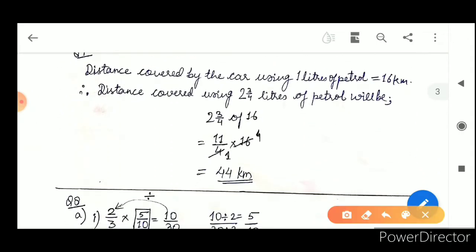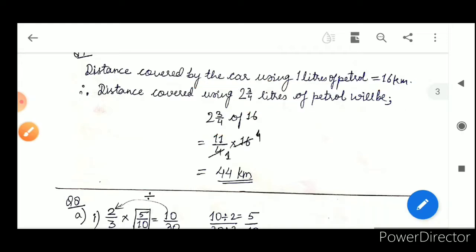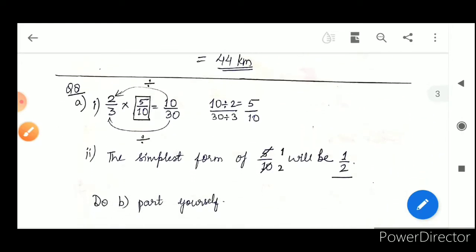Now the next question is the distance covered by a car using 1 liter of petrol. It's 16 kilometers. So what we need to find is the distance covered by the car in 2 whole 3 by 4 liters of petrol. If in 1 liter the car covers 16 kilometers, then in 2 whole 3 by 4 liters it will cover 2 whole 3 by 4 of 16. So we simplify it and we will get 44 as the answer.